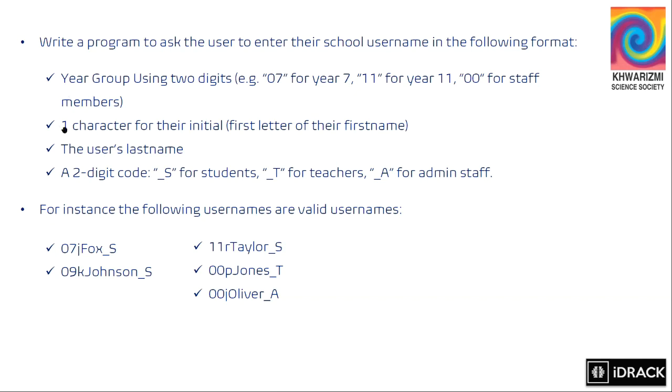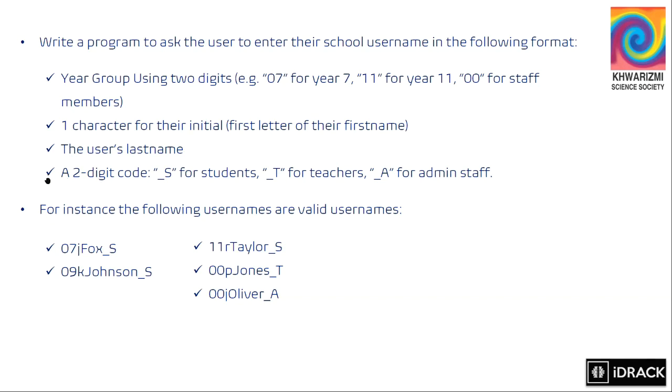Then the next character after that, which is essentially the 3rd character in your format, is going to be their initial, 1 character of their initial, the first letter of their first name. For example, my first name is Roop, so I would just use R here, okay? Then the user's last name. This means the whole last name, okay?